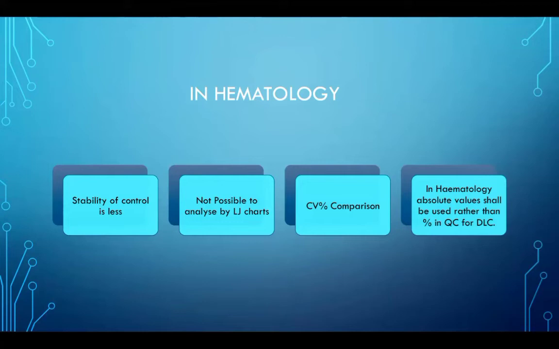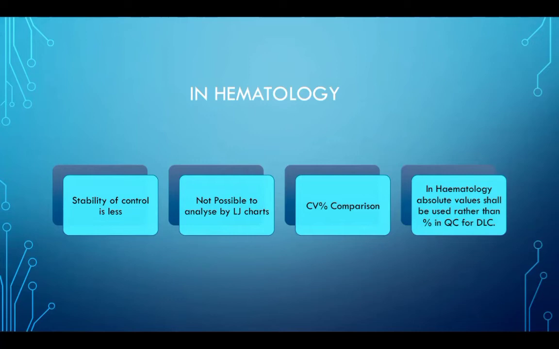We can calculate CV. And we can compare CV of different lots, because with a new lot, variation should not increase. So we can have a data chart of CV percent comparison of different parameters: hemoglobin, TLC, RBC, MCV, MCH, MCHC. So we can see it is not deviating significantly over a period of time. So this is what we can do in hematology.